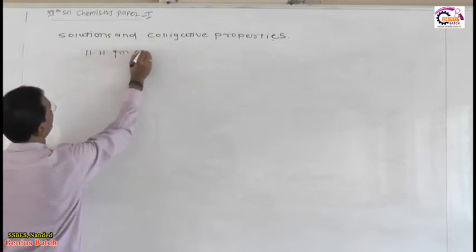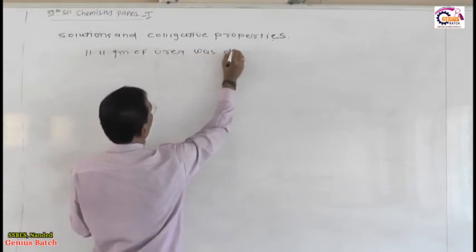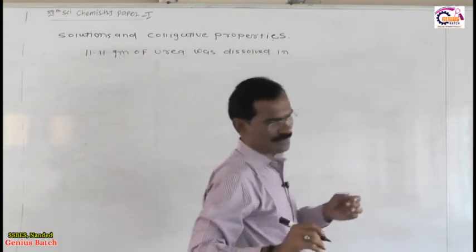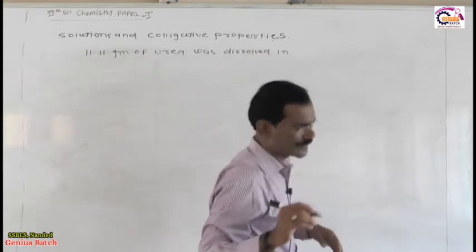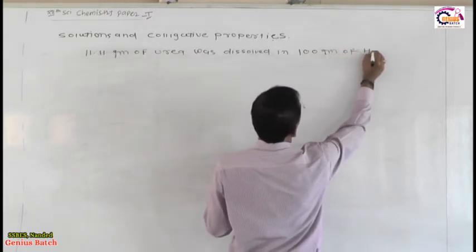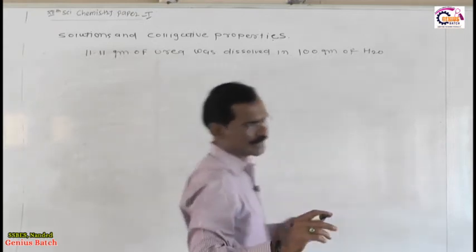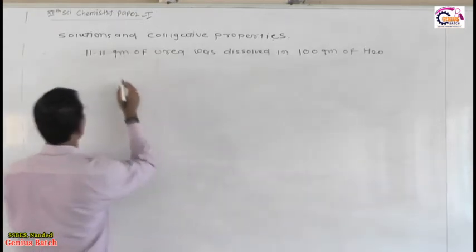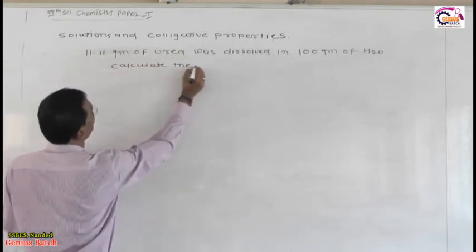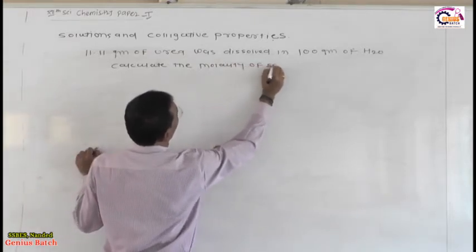11.11 gram of urea was dissolved in 100 gram of water. Calculate the molality of solution. Molality, they are asking you to calculate the molality of solution.